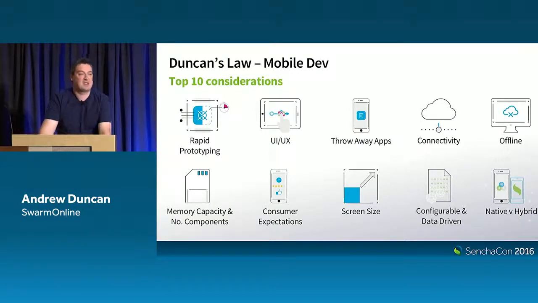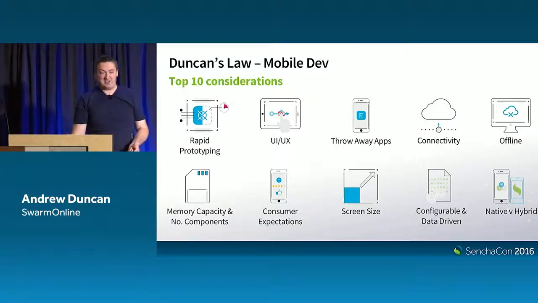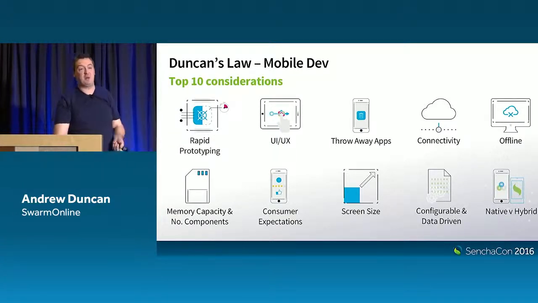So we're talking about 10 considerations, or what I'm calling Duncan's Law for mobile dev. But these are the 10 things that we consider in our company every single time we develop a new application. So what we're going to go through are things like rapid prototyping, connectivity and offline. These are big problems that we need to solve. Memory capacity and the number of components that you put on screen, so that all links to user experience and so on. And then just things like this big native v hybrid debate. Are you building an app with Sencha this time, or are we going to use a different framework?